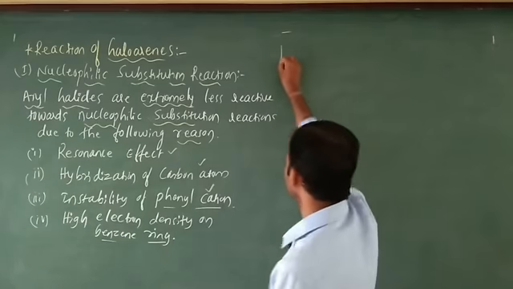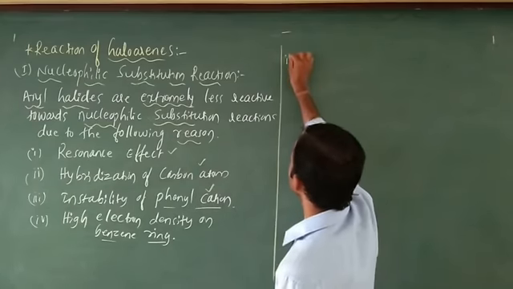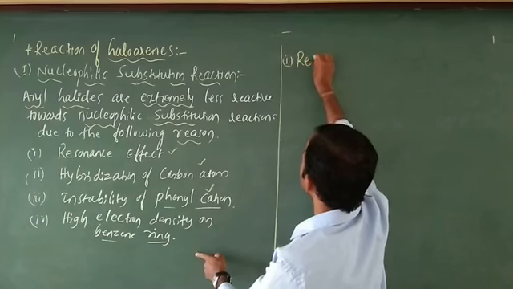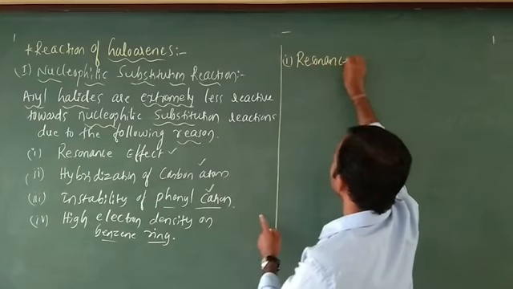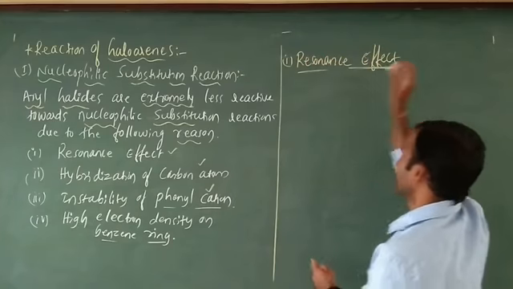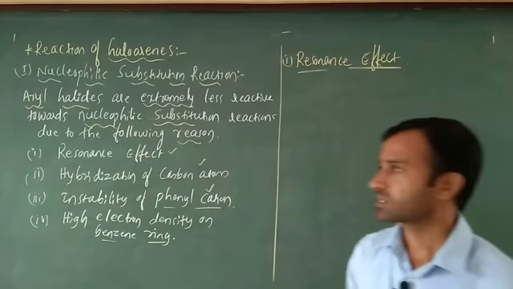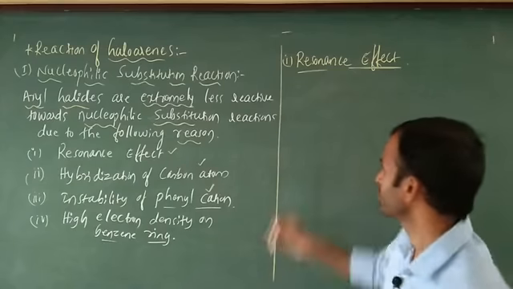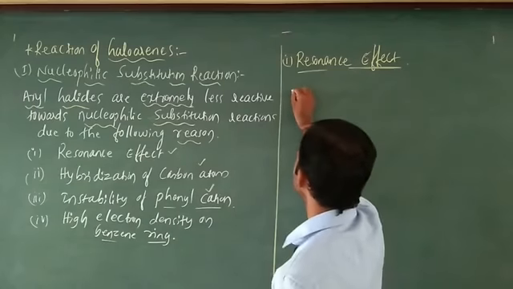In this case, the first one you have to take is the resonance effect. Resonance effect. Okay, in this case, resonance effect means I am going to consider chlorobenzene. Chlorobenzene is a very good example.